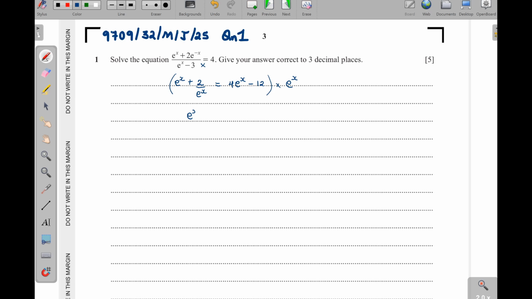That means here I'll get e to the power of x squared, then plus 2. Then this side I'll get 4 e to the power of x squared, and then minus 12 e to the power of x. Now putting everything onto one side, I'll have 3, because 4 minus 1 is 3. So we shall have 3 e to the power of x squared, then minus 12 e to the power of x, then when I take the 2 here, it will become a minus 2, which is equal to 0.